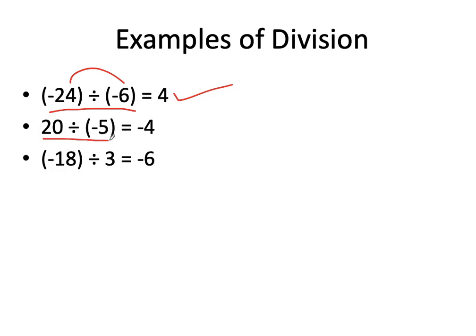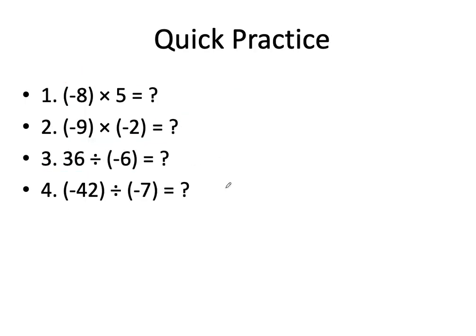20 divided by -5. First we check the sign. The sign of 20 is positive and the sign of 5 is negative. So positive divided by negative will give you a negative result, and 20 divided by 5 gives you 4. Next we have -18 divided by +3. 18 divided by 3 gives you 6, but the signs are different, so it will be -6.